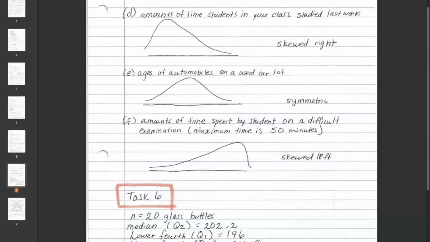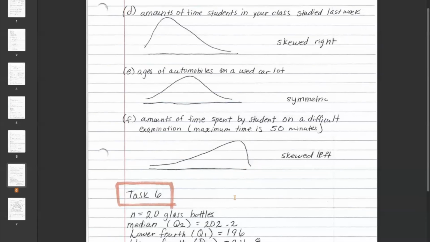So I would assume that if it's a difficult examination, then everyone's probably going to be spending most of the time offered. So the data would be skewed to the left because the majority of people are at the larger values, but then you'd still have those few students that maybe can get it done in a half hour or 20 minutes or 10 minutes. Well, maybe there's someone that can get an exam done in 10 minutes, but really the majority of people are going to be using the full 50 minutes. So that's skewed to the left.